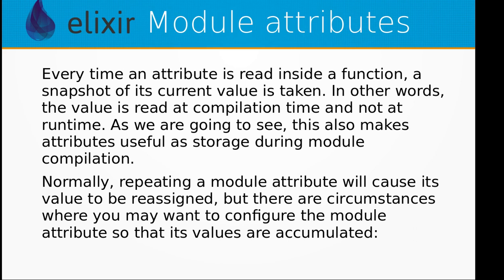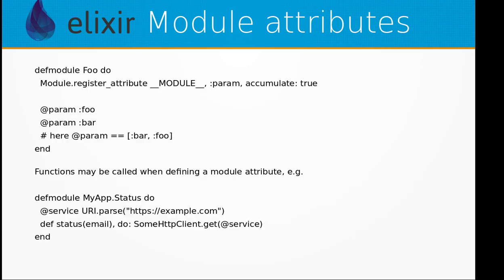Every time an attribute is read inside a function, a snapshot of its current value is taken. In other words, the value is read at compilation time and not at runtime. As we are going to see, this also makes attributes useful as storage during module compilation. Normally, repeating a module attribute will cause its value to be reassigned, but there are circumstances where you may want to configure the module attributes so that its values are accumulated.